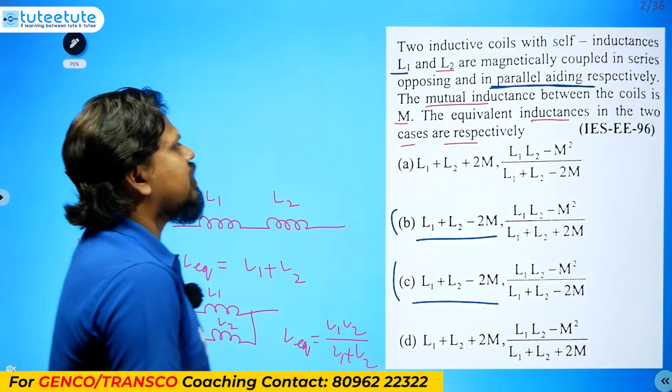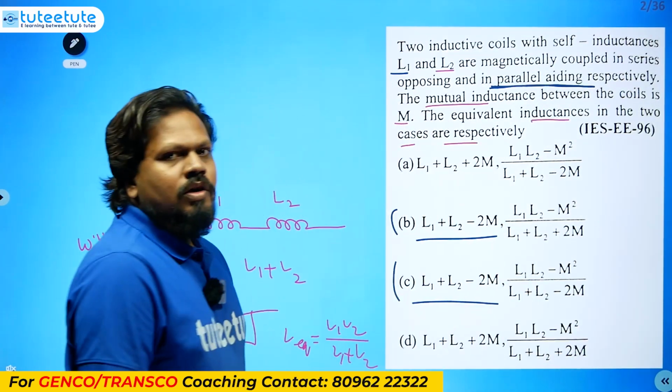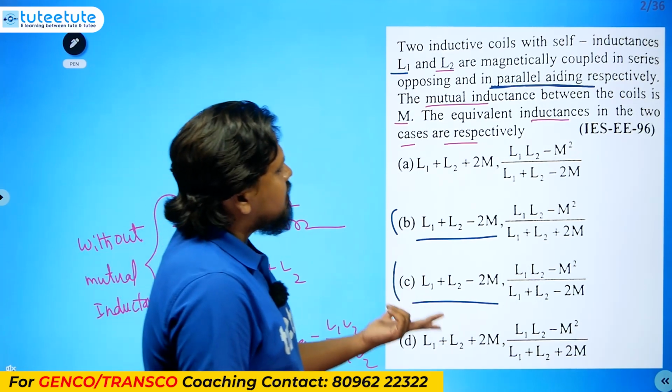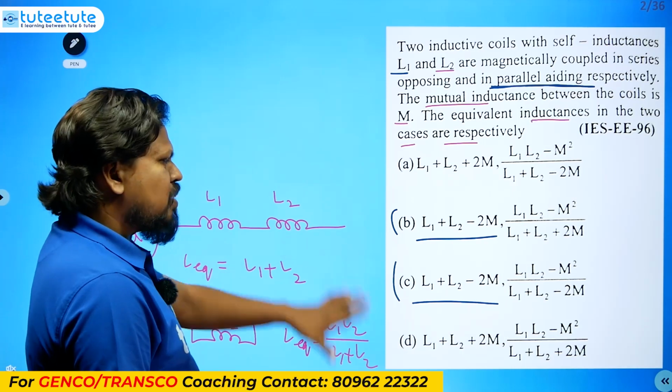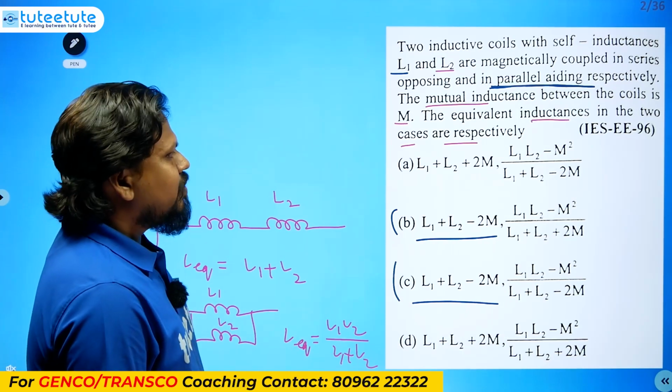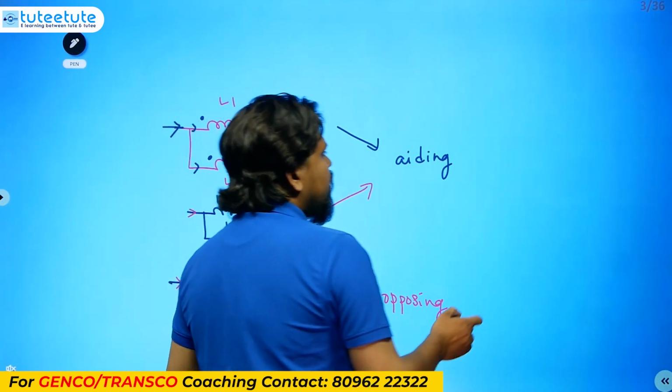Let's see the options they have given. L1 L2 minus M square divided by L1 plus L2 minus 2M. L1 L2 minus M square divided by L1 plus L2 plus 2M. Similar options are all there. Directly by seeing this, you will definitely make a mistake, so we have to remember this formula directly.